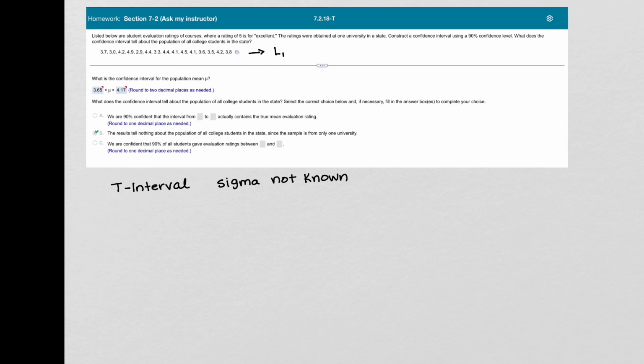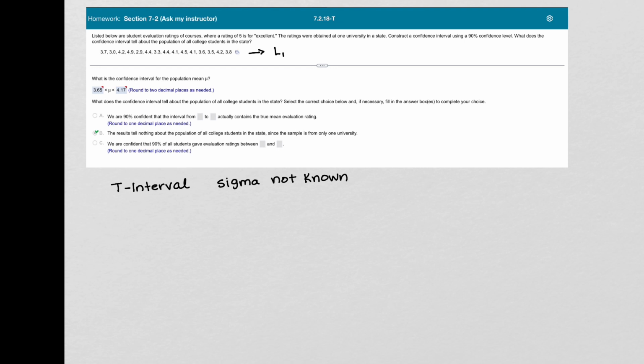So you have to be careful in these problems. If they say standard deviation, but they don't say population or sample, then you have to look at the context and see, is it a population standard deviation? And then you know sigma, and you would do z-interval. If it's in the context of sample information, then you would do t-interval as we're doing here.